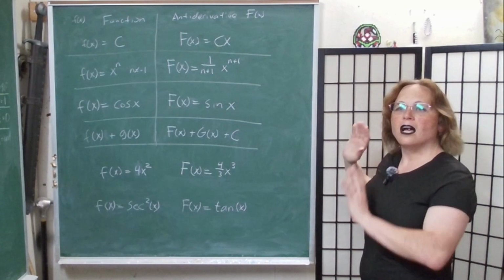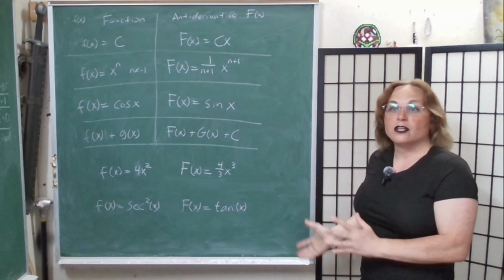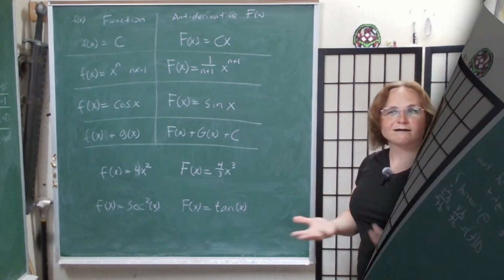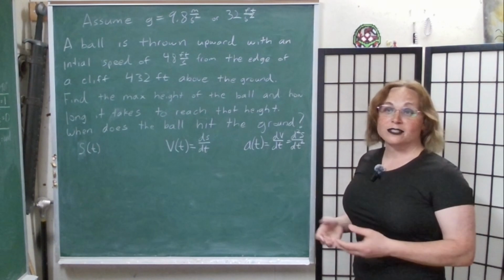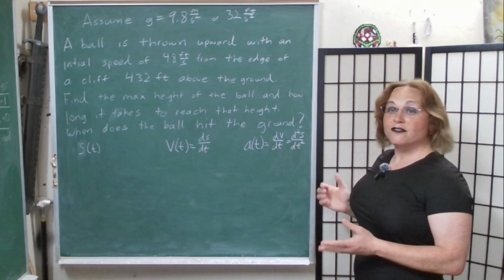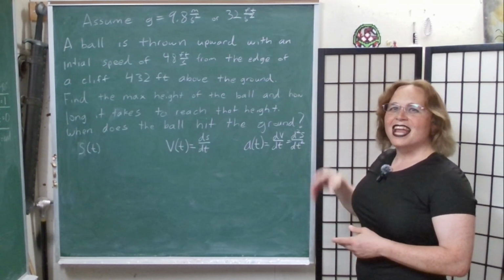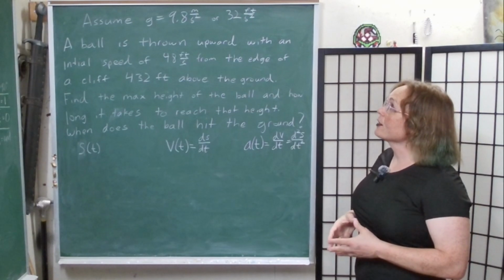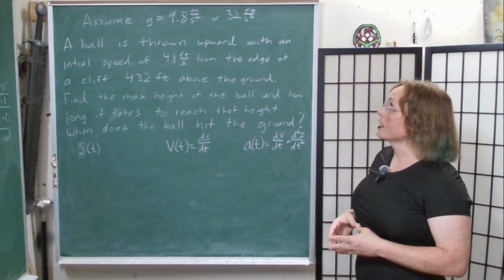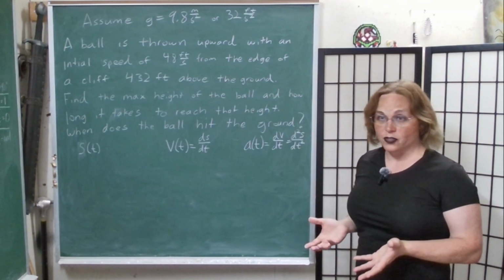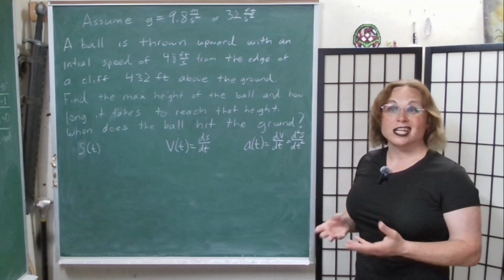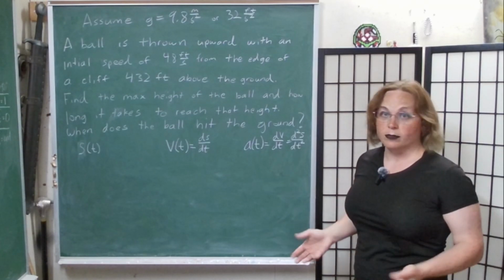So let's just look at an applied example, and then you'll get a couple of examples to work on. As kind of a callback to one of our first videos, here's a physics problem. Now, we're going to go ahead and assume that the acceleration due to gravity is 9.8 meters per second squared, or 32 feet per second squared. That's pretty standard for these introductory style calculus problems.